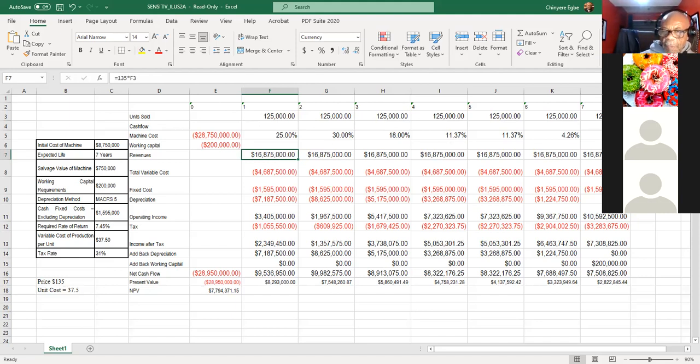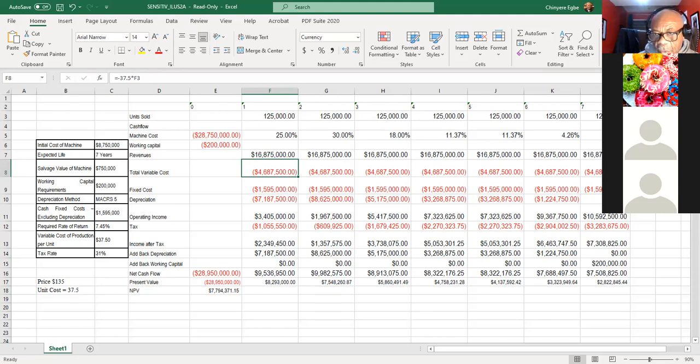It didn't change. It could change. And then, of course, the total variable cost, the unit cost is 37.5 times the quantity of goods.